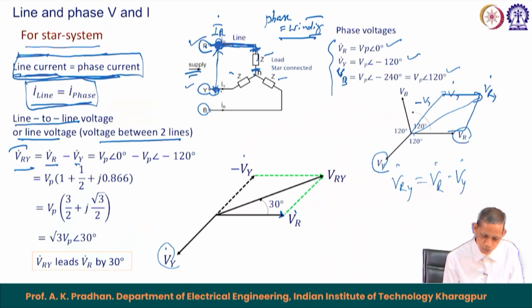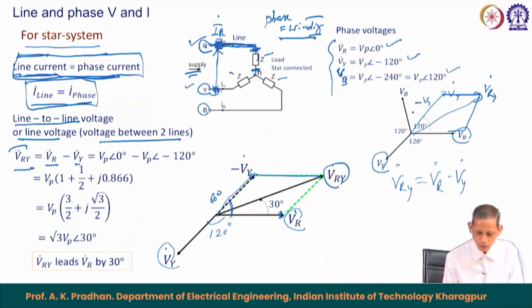So, this is minus V Y, we take it to the reverse direction and then we add them to V R minus V Y. So, the resultant becomes V R Y. So, this is about the V R Y. What we see here, because in between them is 120 degree, the angle between this becomes 60 degree. So, the angle between V R Y and V R becomes 30 degree.